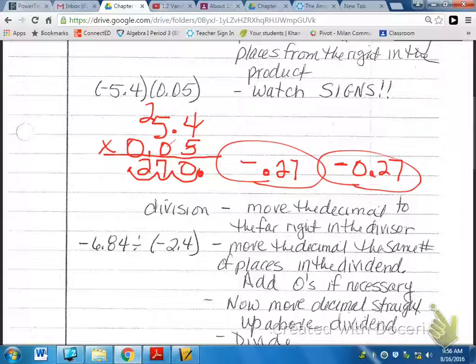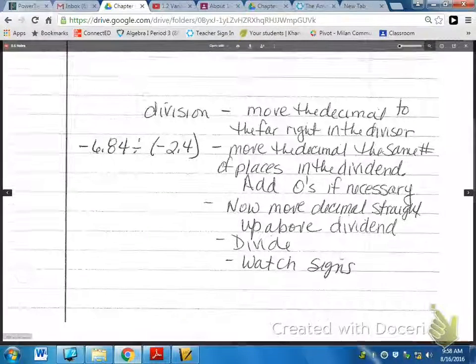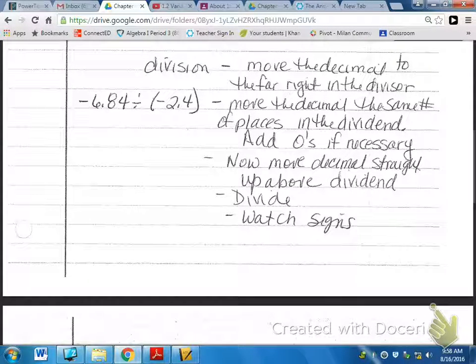All right, division. Division, we are going to use our division box. So it's probably been a long time since you've done this. So we are dividing. It's a negative divided by a negative. So I would really kind of just get that out of the way right off the bat and realize, okay, my answer is going to be positive at the end so that you can kind of disregard the signs. So I'm going to put 6.84 inside and 2.4 outside.